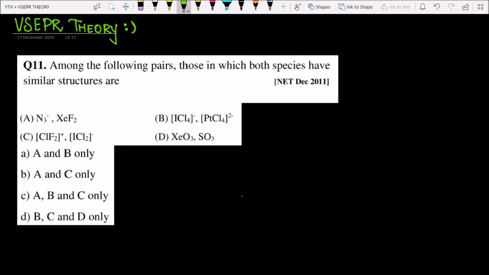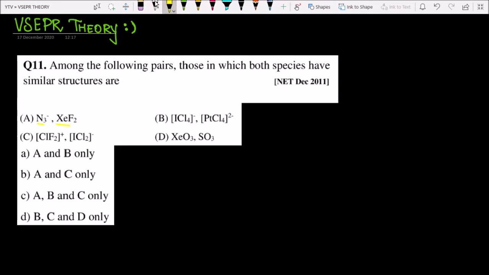Hello everyone, in this video we're going to see the previous year questions that were asked in CSIR NET and GATE exams from VSEPR theory. So let's begin with the first question. The first question asks: among the following pairs, those in which both the species have similar structure. So they are talking about similar structure. They have given options.